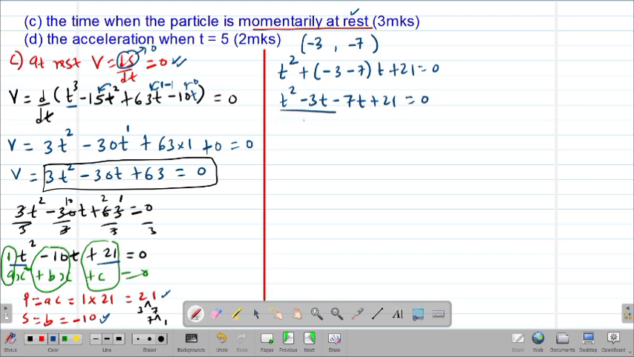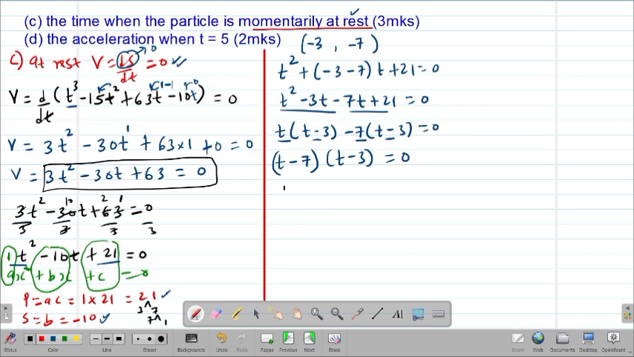So I factor out t, so this is t into t minus 3. Then I factor out 7, so minus 7, this will be t minus 3 is equals to 0. So clearly I'll pick this one and this. So I'll have t minus 7, then of course into t minus 3. I pick one of the other brackets is equals to 0.